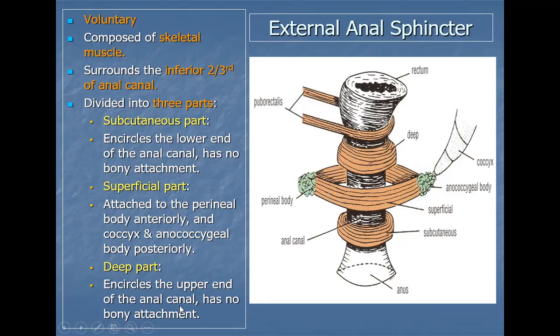The deep part, here is the deep part, encircles the upper end of the anal canal and has no bony attachment. Again, the deep part and the subcutaneous part have no bony attachment. Only the superficial part has a bony attachment. And here you can see the puborectalis, which forms a sling and keeps the anal canal closed.